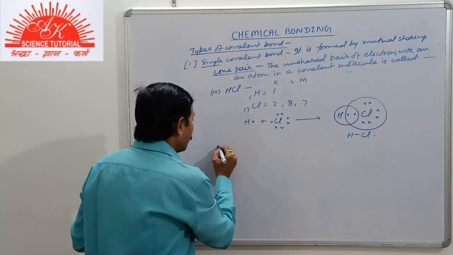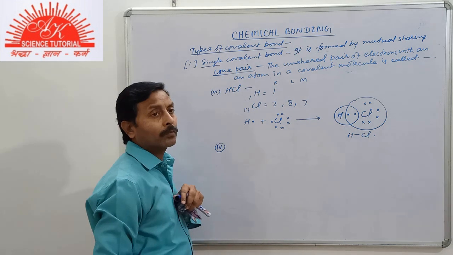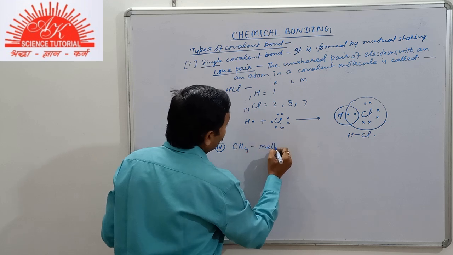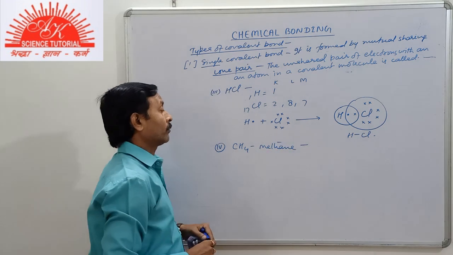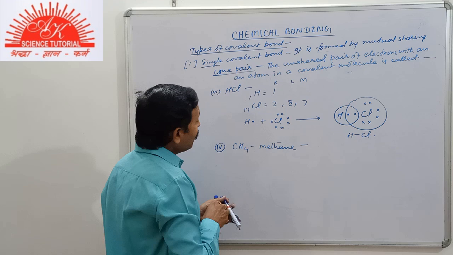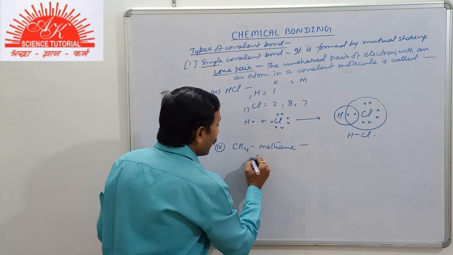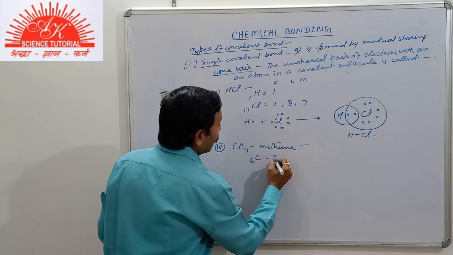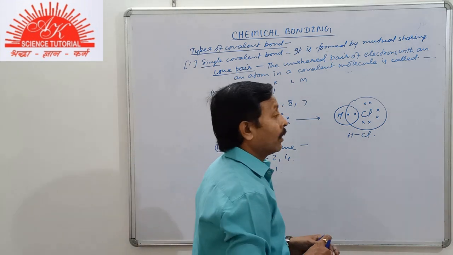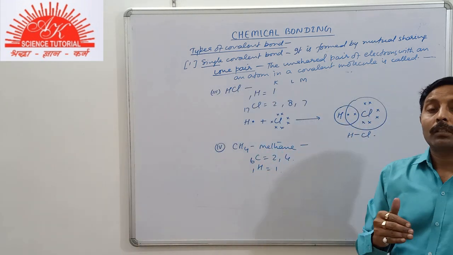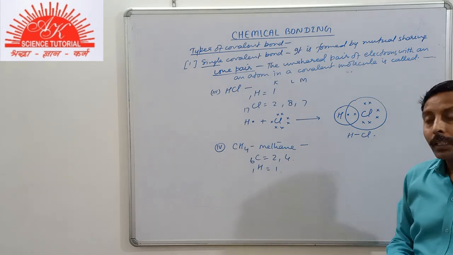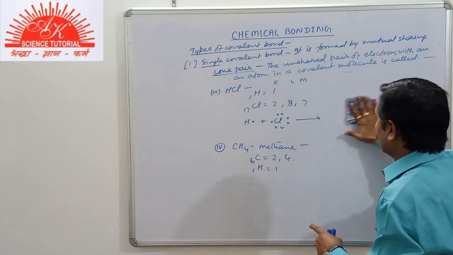Now, you can solve another example yourself. Suppose we take CH4, that is the methane molecule. Now again you see, in the methane molecule, carbon has atomic number 6, configuration 2, 4, and hydrogen 1, just 1. As you have used the method to draw the electron dot diagram in the case of ammonia, you can proceed with a similar concept.